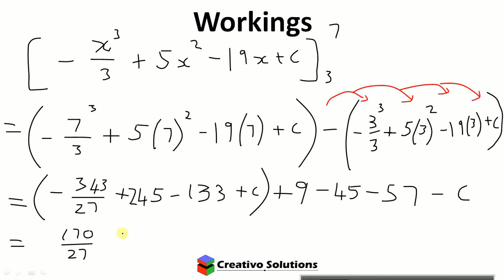So that would be the area under the curve. 170 over 27. As a decimal, what is that? 6.29, yeah. Okay. So quite a long one.